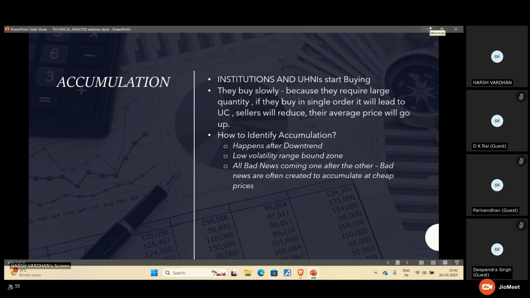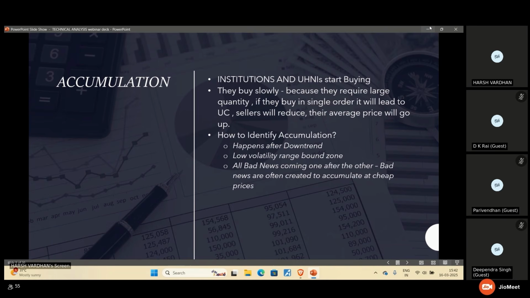And you can see some bad news coming regularly about that stock or about that sector. If it's a large cap or a mid cap stock, then some bad news may be flowing in from some news channel and all, because there is an entire nexus of the big media houses, the corporates and the operators. So to accumulate at lower prices, they will spread rumors, or they will extrapolate things.